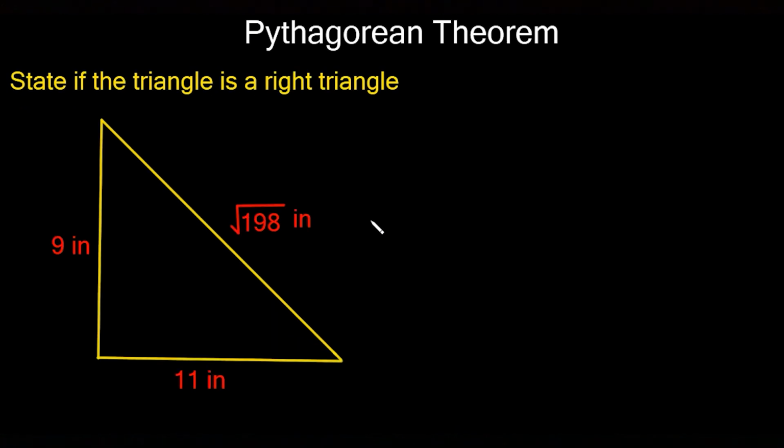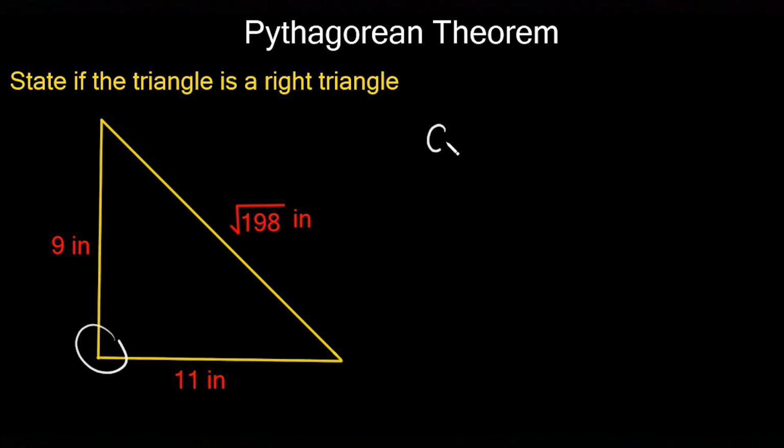Okay, so here's our next example, and they want us to state, is it going to be a right triangle? Now, I cannot just assume that this is going to be a right triangle. I can't assume that this angle right here is going to be 90 degrees. We have to prove it out. So think about how you can prove it out. Think about the Pythagorean Theorem.